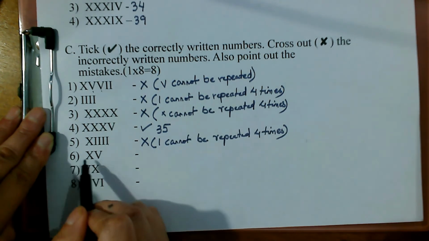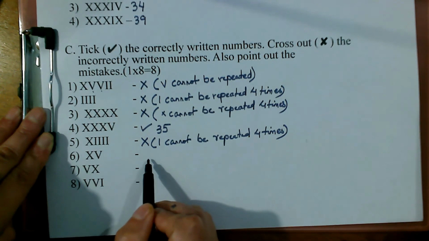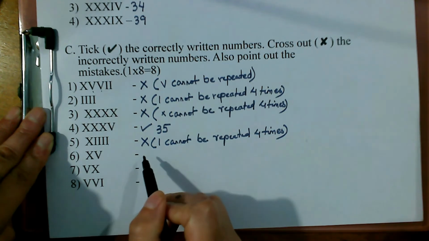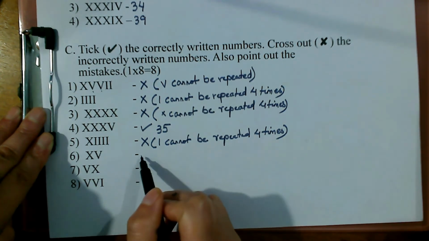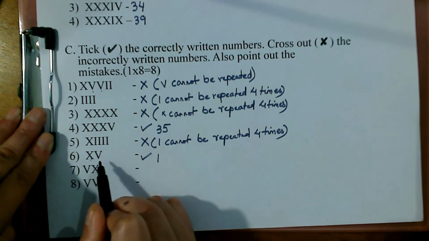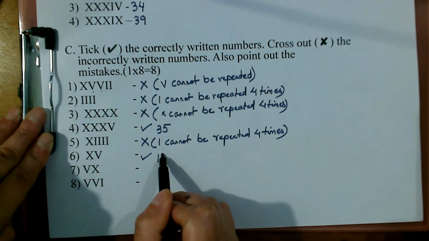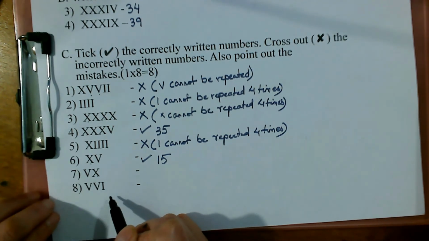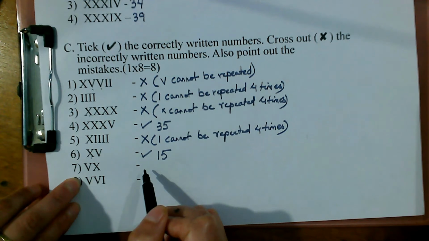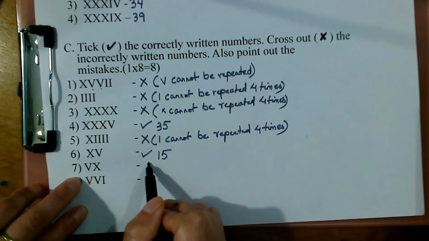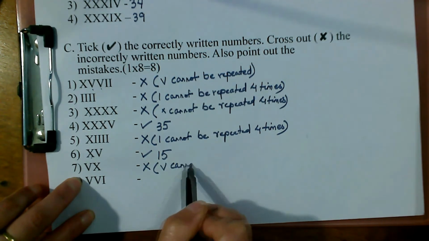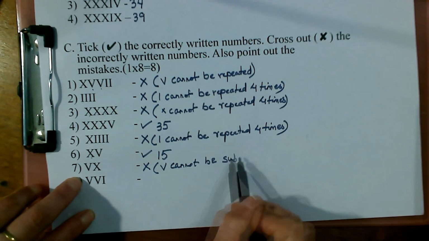And question number 6, XV. Is this correctly written or incorrectly written? This is correctly written, so you have to tick a correct mark because X is 10 and V is 5, so you have to write 15 here. And question number 7, VX. Is this correctly written or incorrectly written? So this is incorrect, so you have to cross out because V cannot be subtracted.